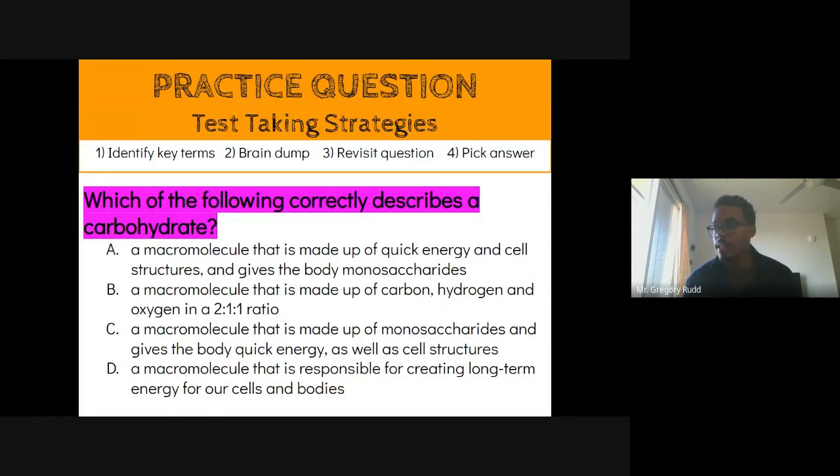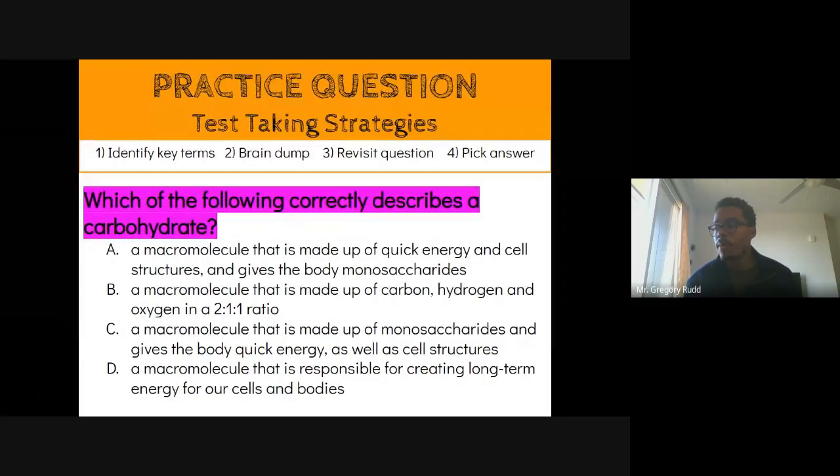The ratio, excellent, JT. So the ratio we know should be 1 to 2 to 1. Instead, here they've got a 2 to 1 to 1 ratio for carbon, hydrogen, and oxygen. All right, so that was close. That could have tripped you up if you weren't paying attention, but that's incorrect.